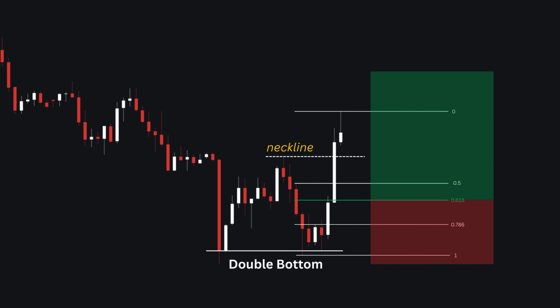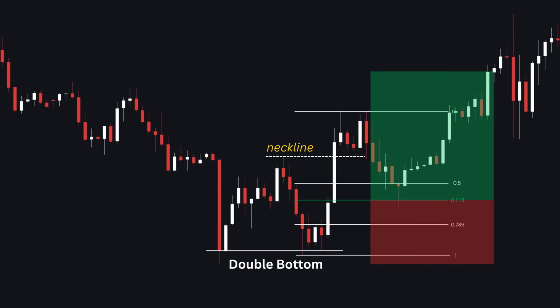But we will also keep an eye on this neckline level, because if the market gives us any rejection candle at this level, we will then execute our position at that rejection candle. Now let's see what happens here. So here we can see that price did not give us any rejection candle at the neckline price level, and triggered our order from the 0.618 level.